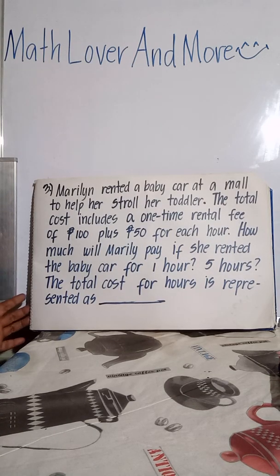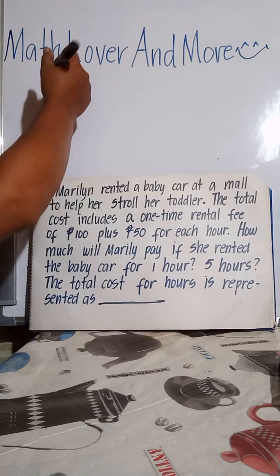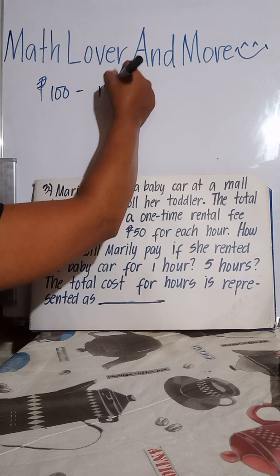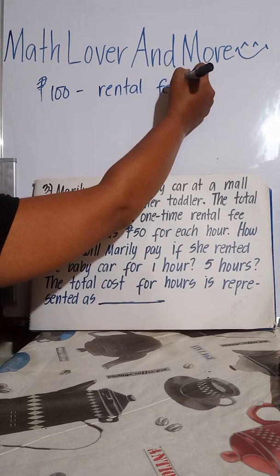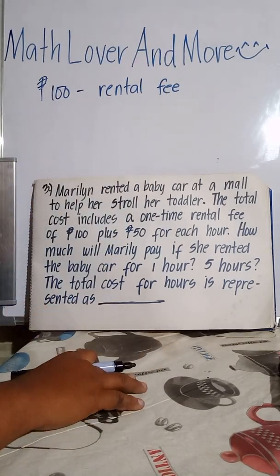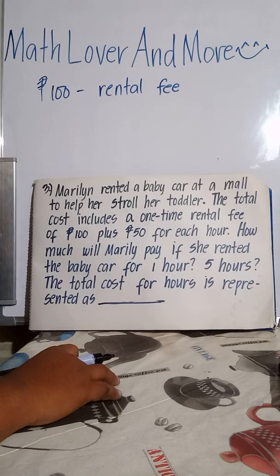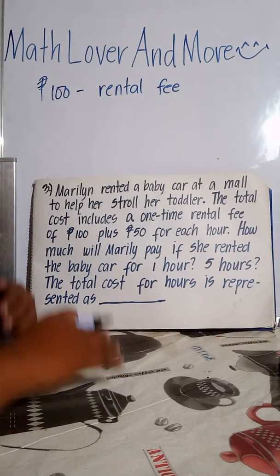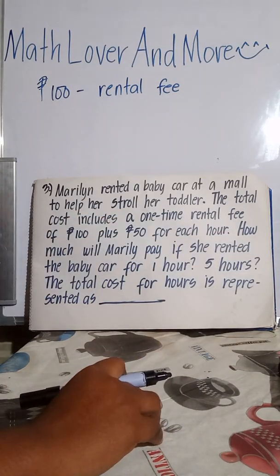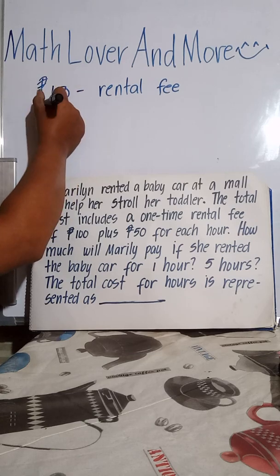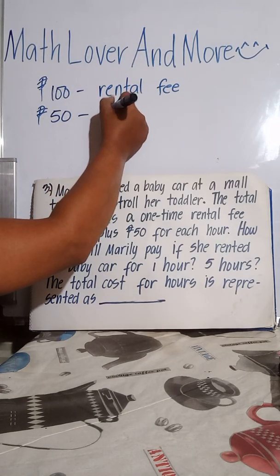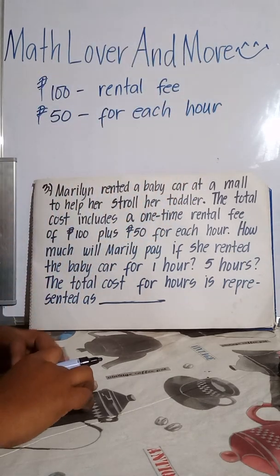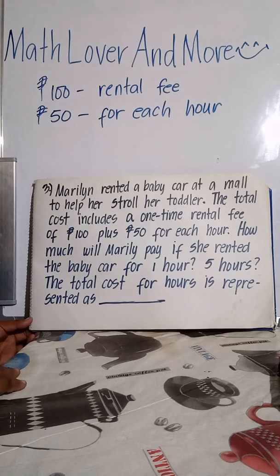Okay, we have here the total cost includes a one-time rental fee, so one-time rental fee of 100 pesos. So when you rent, you will have to pay 100 pesos already. And then it says here, plus 50 for each hour. So, the first payment is 100 pesos. And then for each hour, you will have to pay 50 pesos. So, let us now answer the question.